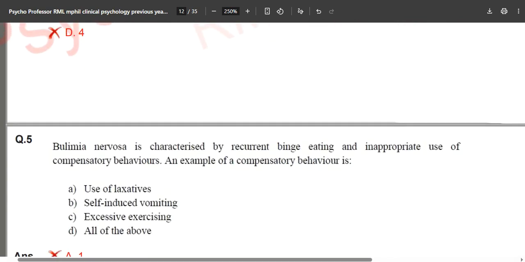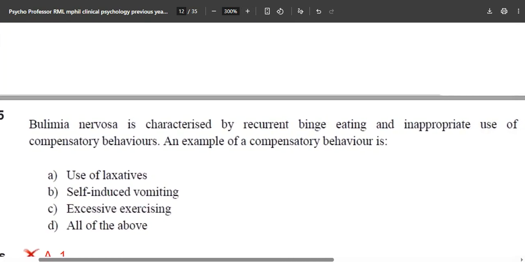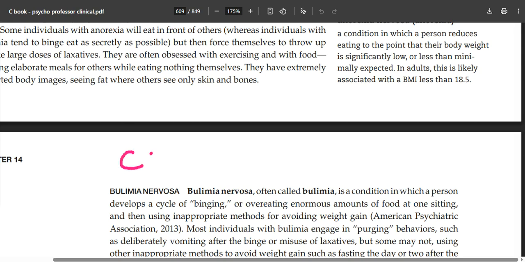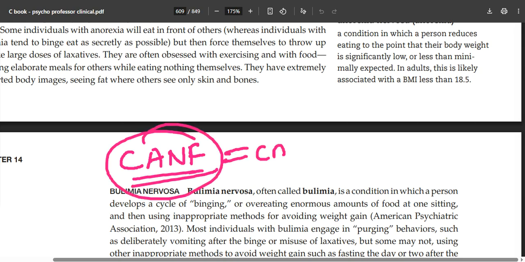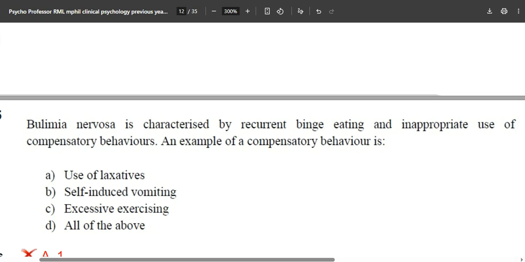Okay, now bulimia nervosa is characterized by recurrent binge eating and inappropriate use of compensatory behaviors. An example of a compensatory behavior is, okay, options given: use of laxatives, self-induced vomiting, excessive exercising, and all of the above. So what do you think is going to be the correct answer over here? And now you will understand the power of these four books and the power of doing mocks related to this, the CANF 7000. Why? Because it will prepare you from the very basics so that you can do advanced level questions like these as well. Bulimia nervosa is characterized by recurrent binge eating.